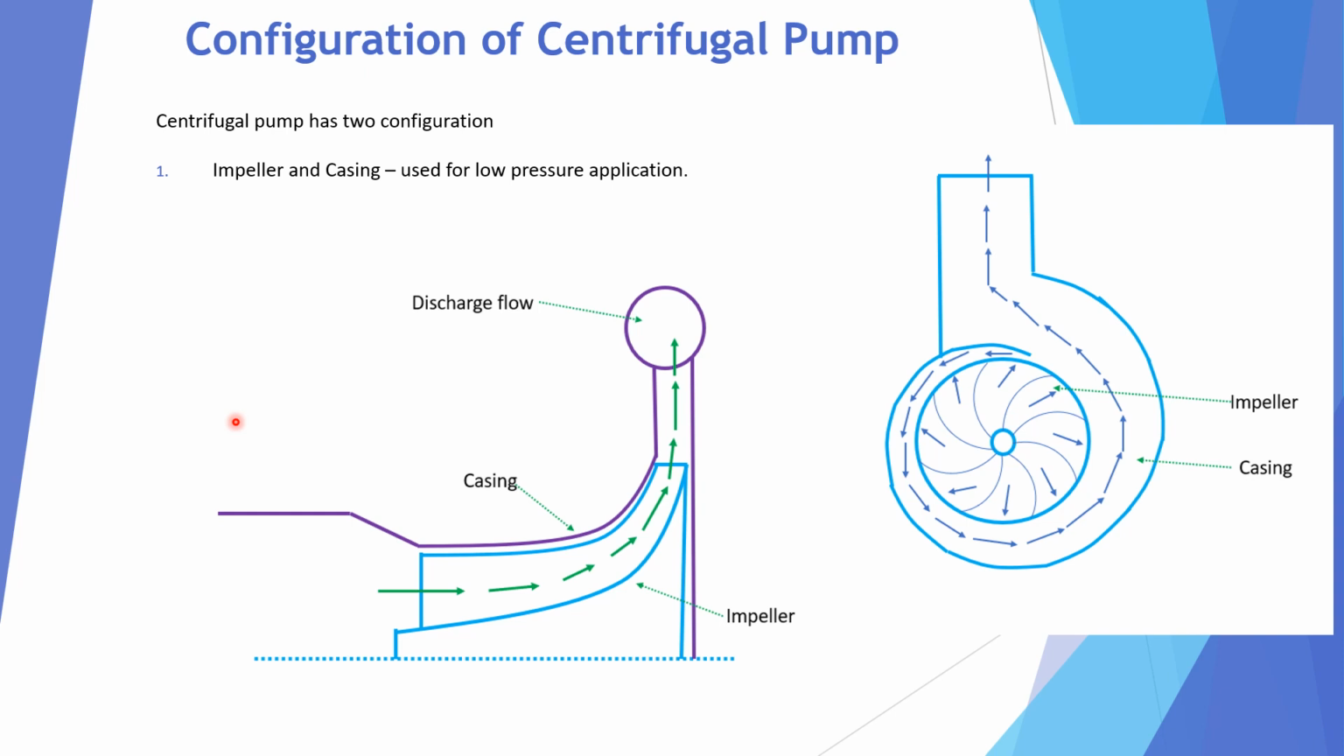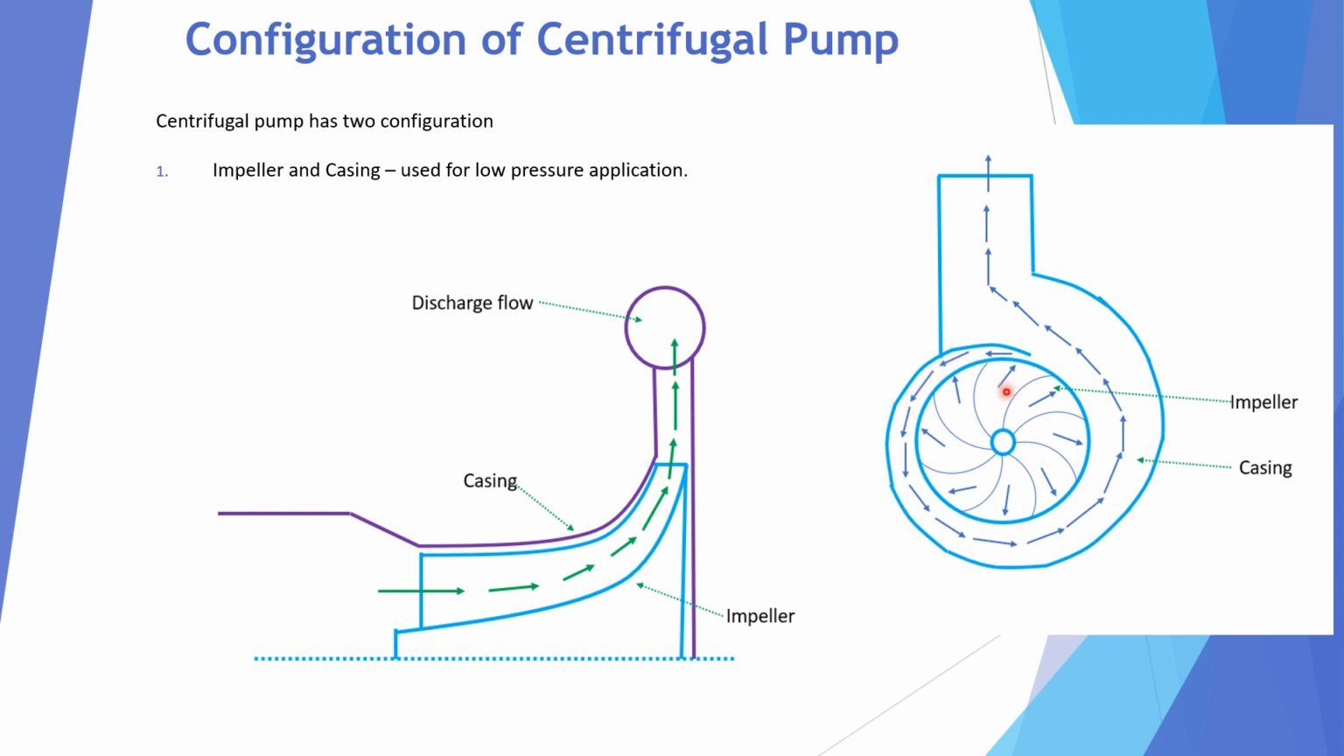Typically, centrifugal pump has two configurations: one is impeller and casing arrangement, and another is impeller, diffuser and casing arrangement. Impeller and casing arrangement is used for low pressure applications, whereas impeller, diffuser and casing arrangements are used for high pressure applications. So this is a simple configuration of centrifugal pump. It has an impeller, so fluid travels to the impeller and then comes out and it comes to the casing.